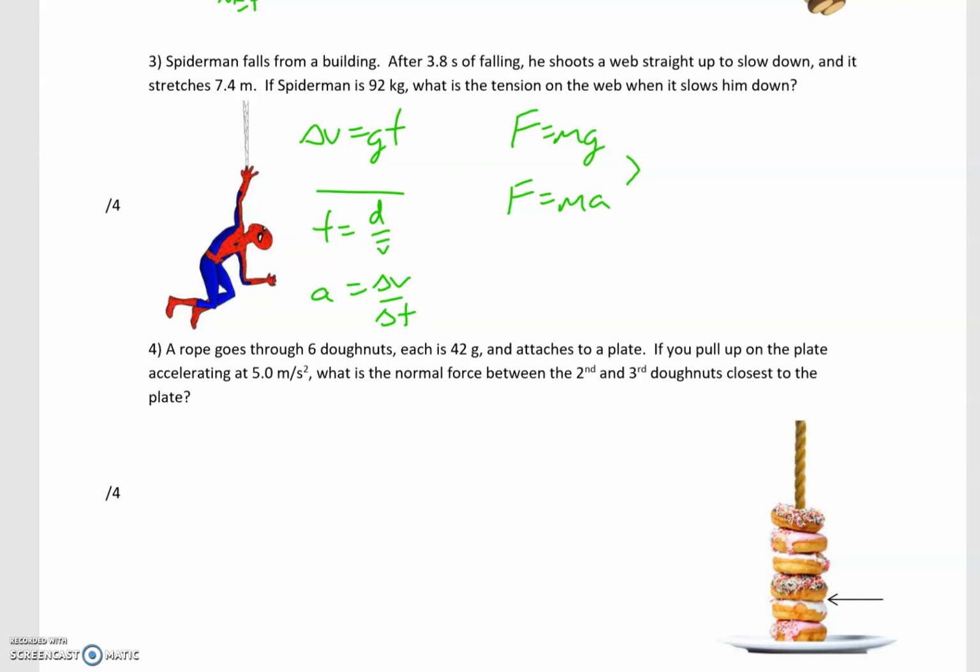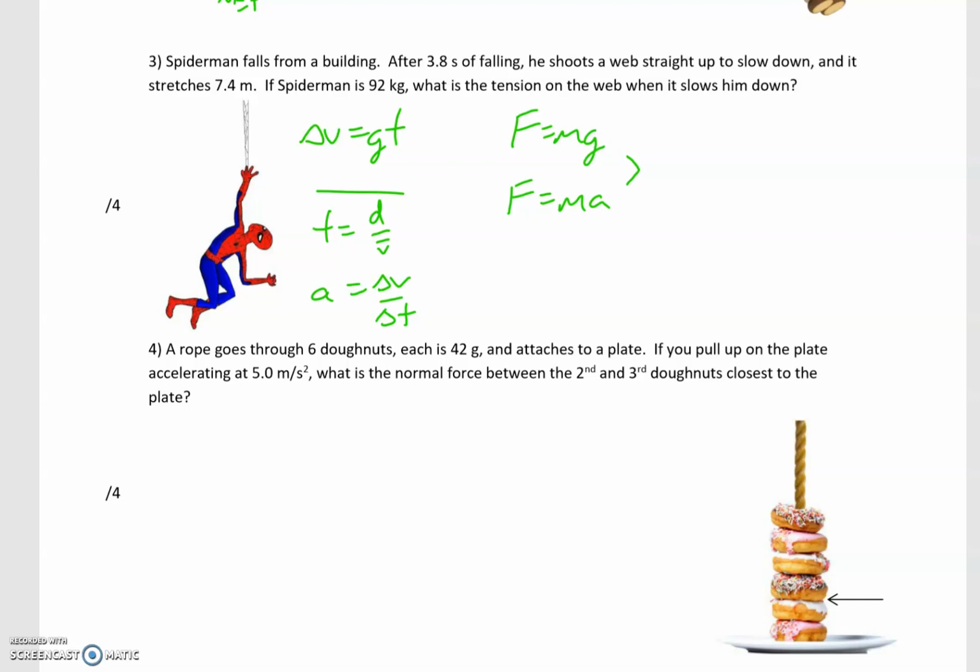All right, for number 4, we have the 6 donuts, looking for the normal force between the second and third donut. Second and third donut from the bottom. Now, first of all, the bottom 2 donuts have nothing to do with anything, because if the top 4 donuts weren't on there, there would be no normal force. So the only reason that there's normal force between 2 and 3 is because you're pulling up on it.